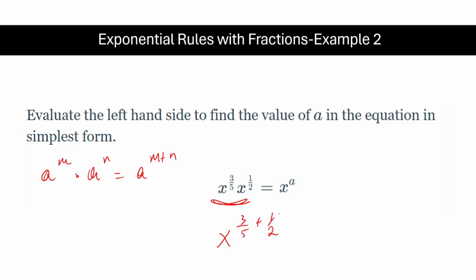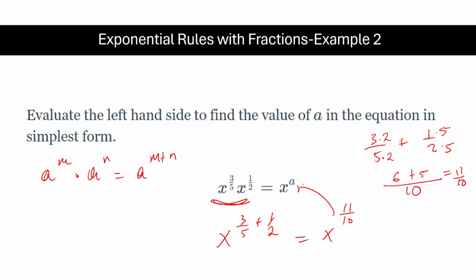Now again, to add this, 3 over 5 plus 1/2, multiply this by 2 and multiply that by 5 to make the denominators the same. We're going to get 10 over 3 times 2, which is 6, plus 5. That's going to be 11 over 10. So this works out to be x to the 11 over 10. Now obviously a is 11 over 10, but again we want to be comfortable rewriting this in radical format. So this is going to be the 10th root of x to the 11, and that completes this problem.